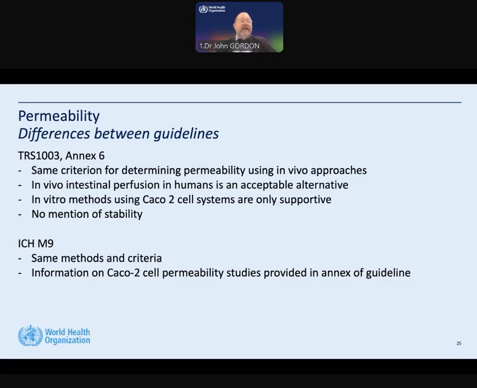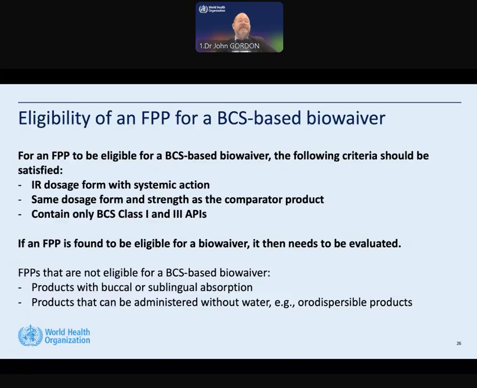In comparison to ICH M9, again, the same methods and criteria are described in the WHO guideline and M9 guideline, and the M9 guideline also provides some detailed information on Caco-2 cell permeability studies in an annex, just as the WHO guideline does. So basically, there we are.